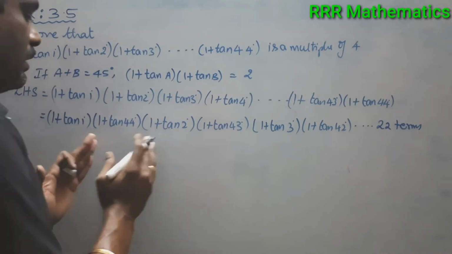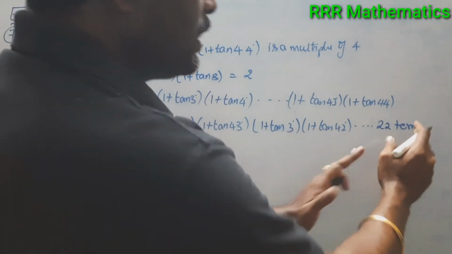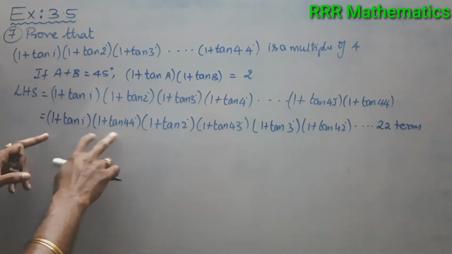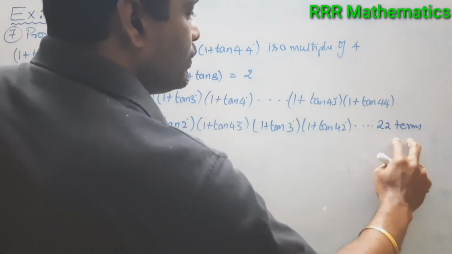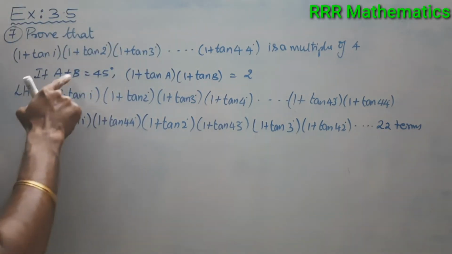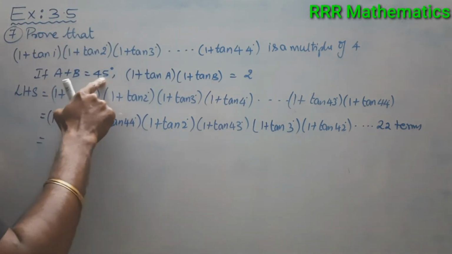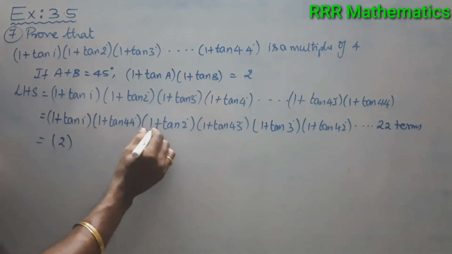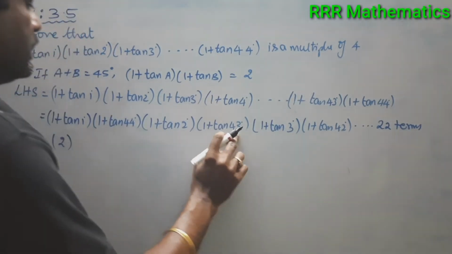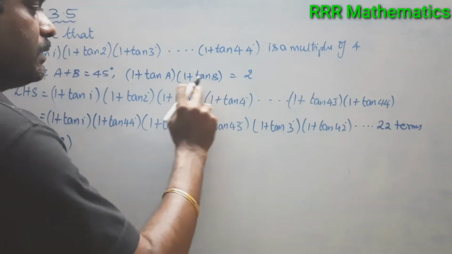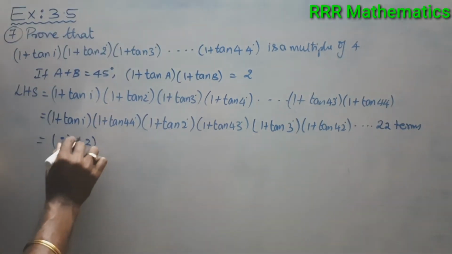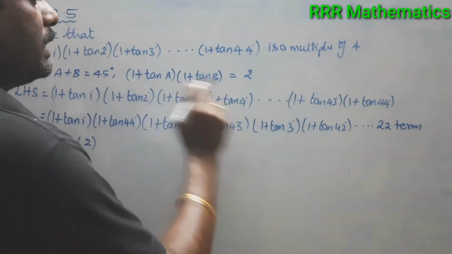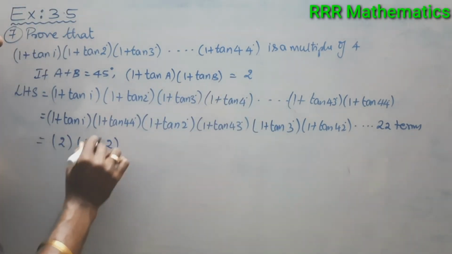So making such pairs, you will get 22 terms, because 44 brackets are there and we are making a relation between two brackets. So it will be 22 such pairs. By using a plus b is 45, (1 plus tan a) into (1 plus tan b) gives 2. Here also 2 plus 43 gives 45, so it gives 2. Here also 3 plus 42 gives 45, so it gives 2, etc.